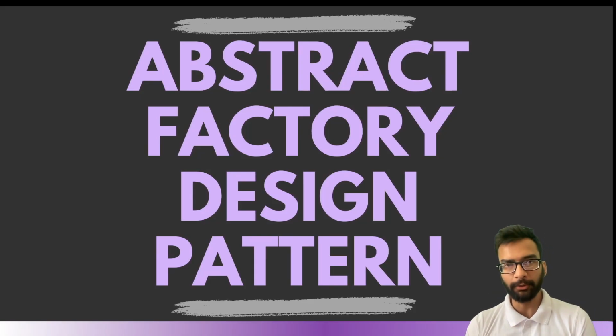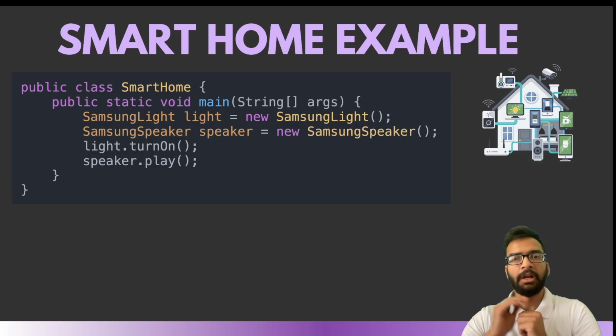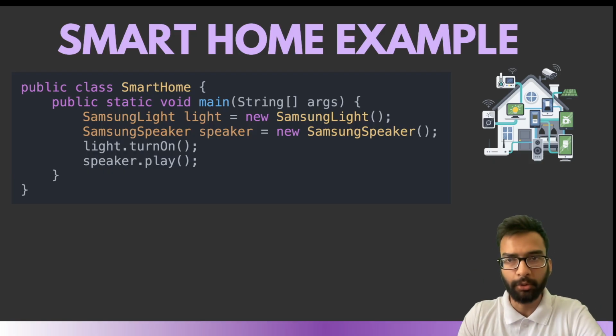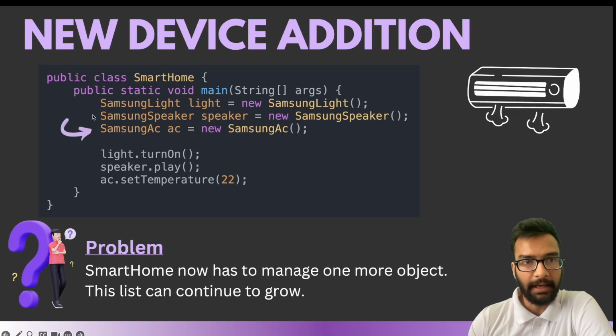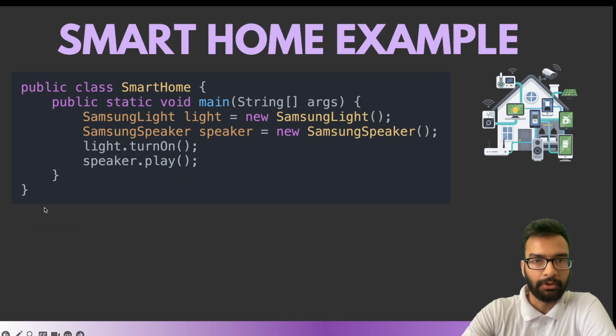This is episode 4 of Design Patterns, and in this video we will learn about the abstract factory design pattern. So we will start with an example of a smart home. Let's say you want to build your smart home. For that you need a light and you also need to build a speaker.